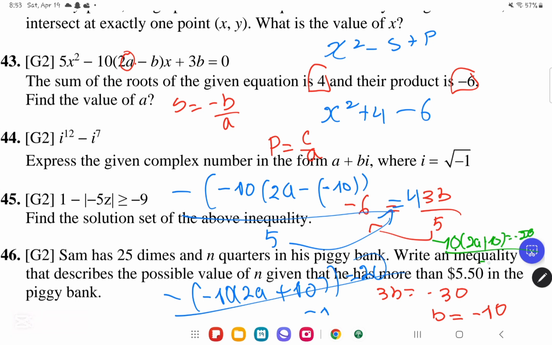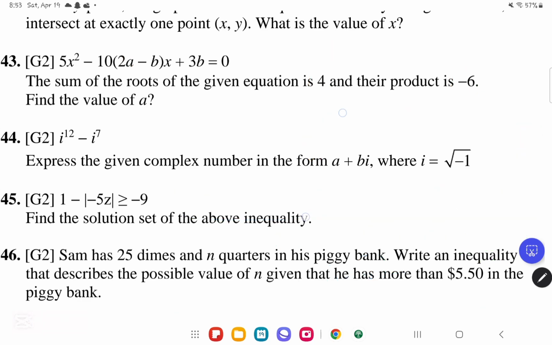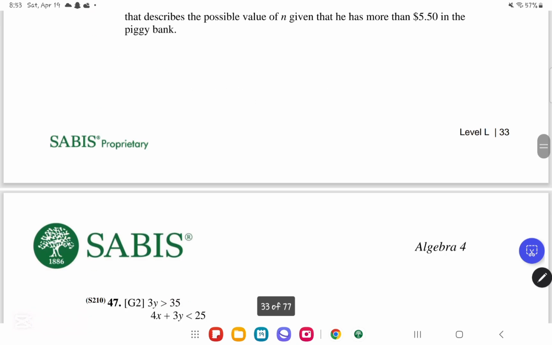Divide now both sides by minus 10, and you will get that 2a plus 10 is equal to 2. Move 10 to the other side. So now 2a is equal to 2 minus 10, which is minus 8. Now a is equal to minus 4. And just like that, we found the value of a, which is minus 4.